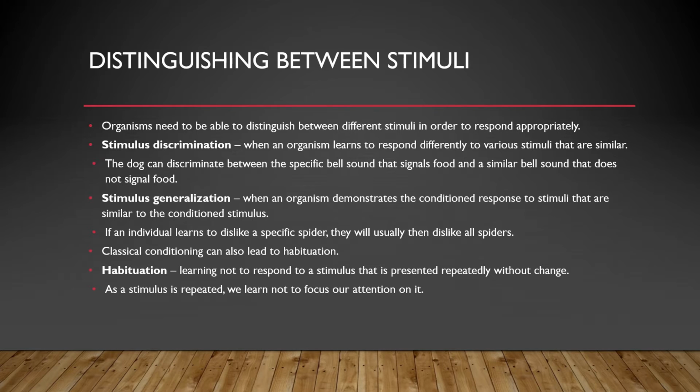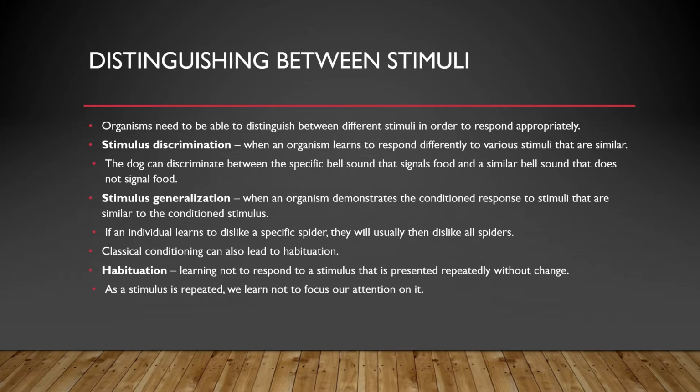So in this example, if an individual learns to dislike a specific spider, they'll usually dislike all spiders. You don't like snakes? We had a snake on my deck not too long ago, and I don't care if it was a little snake, a big snake, a black snake, a red snake, yellow, whatever.